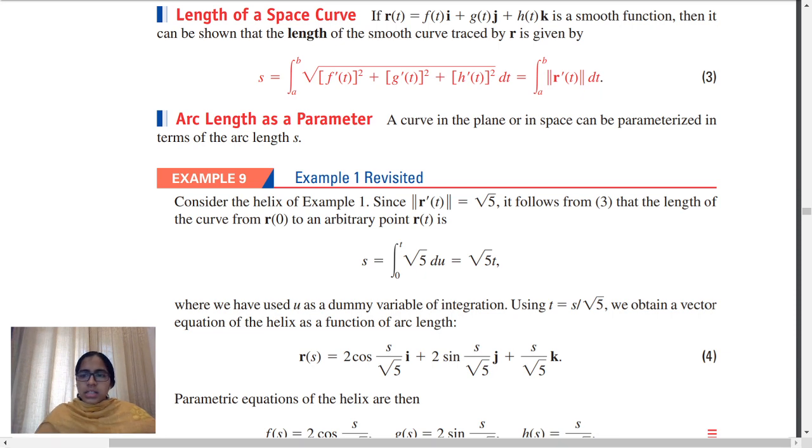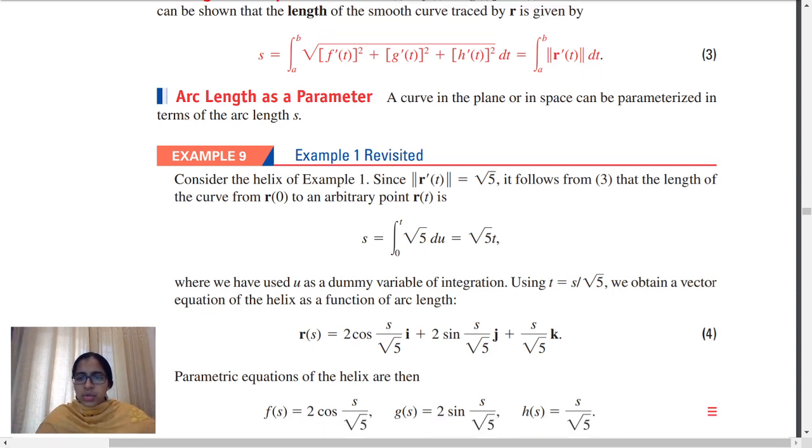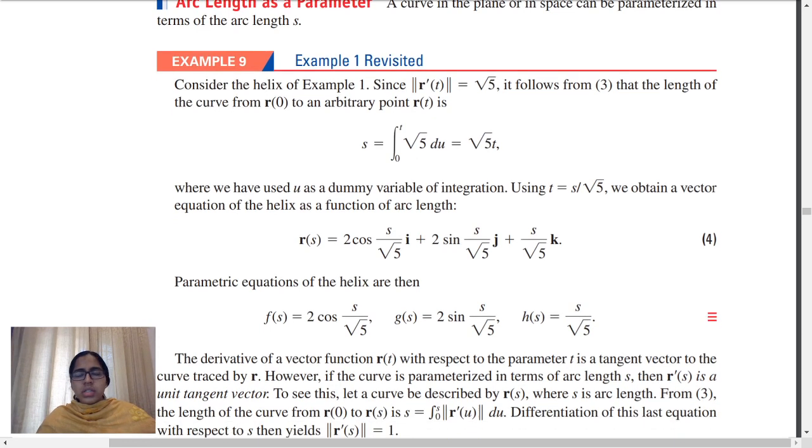Now let us just recall it again. What we did was we found the magnitude of the derivative of the given vector function, and then we used a dummy variable u, and we found the length s, where the limit of integration was from 0 to t. Using the formula of arc length we found that s was equal to root 5 t, and from that we obtained the value of t and substituted it into the given function.